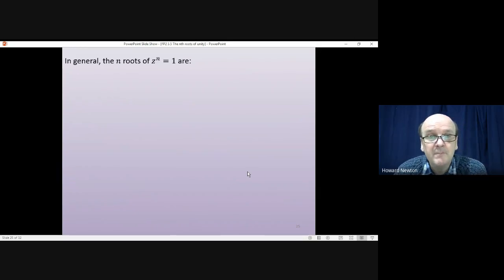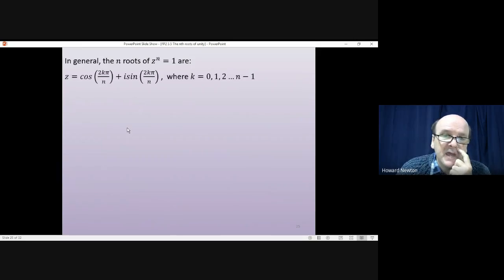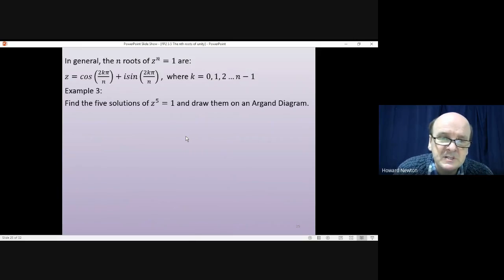So in general, the n roots of z to the n equal 1 can be found by generalizing what we did in the last example. And that gives us that z will equal cos 2k pi over n plus i sine 2k pi over n, where k goes from 0 up to n minus 1. And that will give us all n roots of z to the n equals 1. Okay, I'll let you have a go at using this yourself.